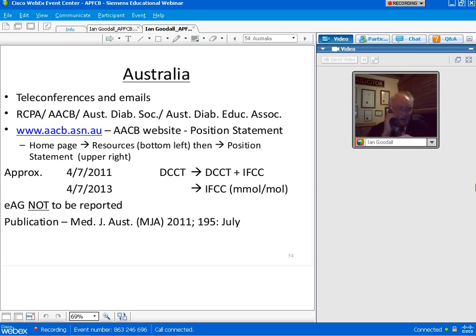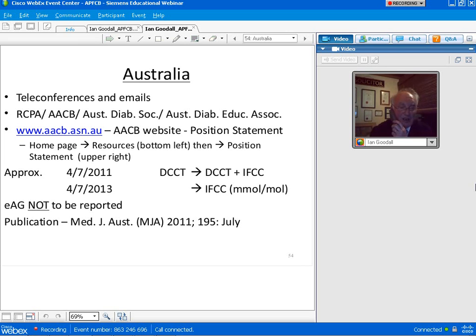So I'll make this the last one. The United States has no changes to their current units. They don't use any SI units at all. What they're going to do is report EAG with every hemoglobin A1C, and that's in their Diabetes Care January supplement every year.